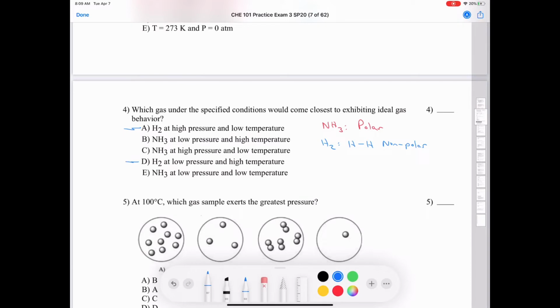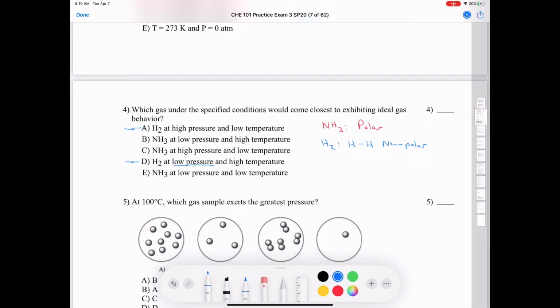Now, if we take a look at the possibilities, if A is hydrogen at high pressure and low temperature, what does that mean? If we're under high pressure, that means the molecules are going to be compressed closer together, which is going to be non-ideal, because in an ideal gas, we want to have a lot of space between the particles, because that's one of the postulates of the kinetic molecular theory of gases, that gases are mostly empty space. So that means that D, where the gas is at low pressure, is going to be more ideal.